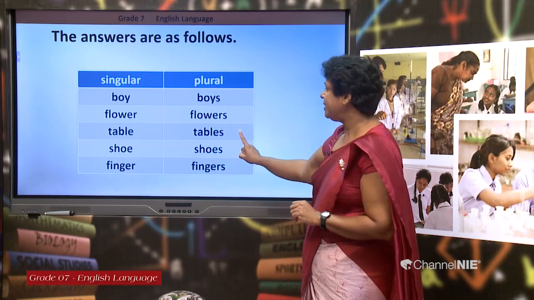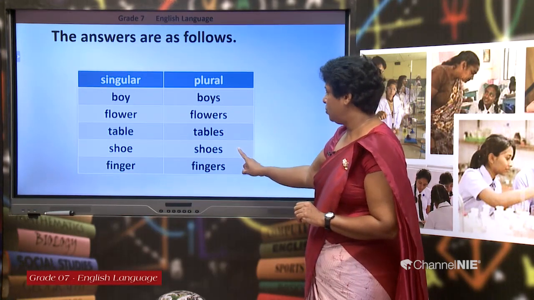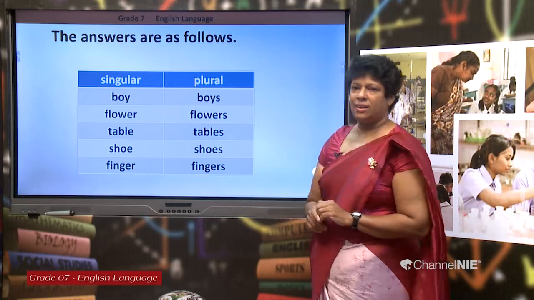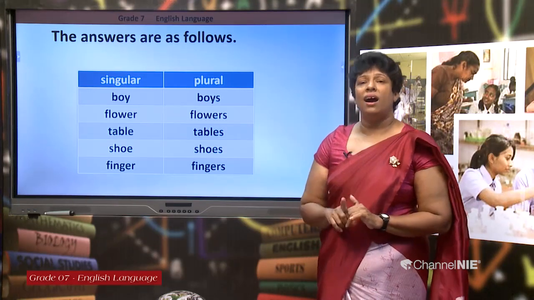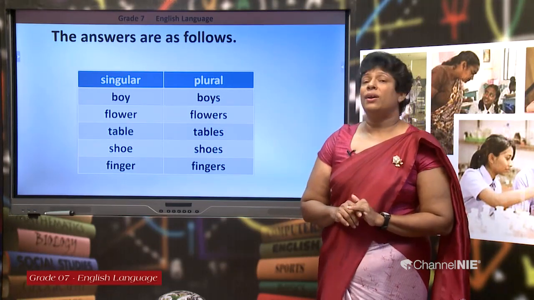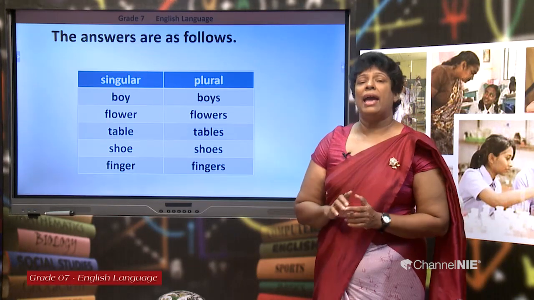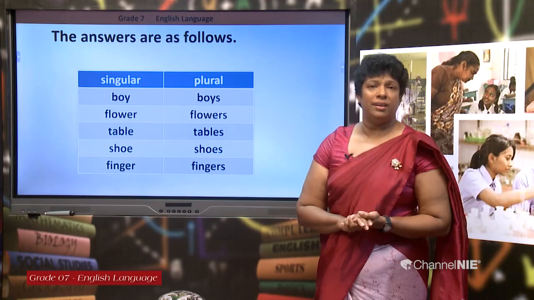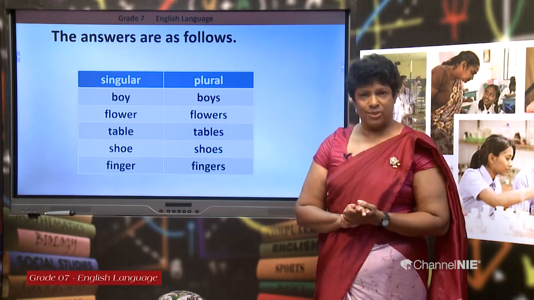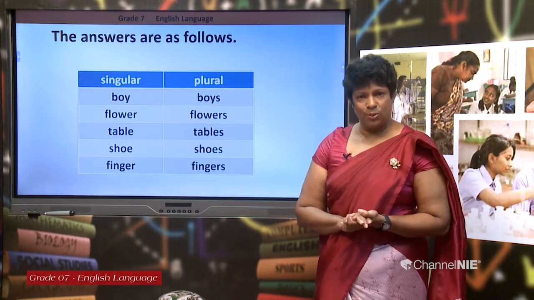Boys, flowers, tables, shoes, fingers. All these words are plurals. So, your role is to add s to the noun and make it a plural. I hope you have understood the lesson so far.